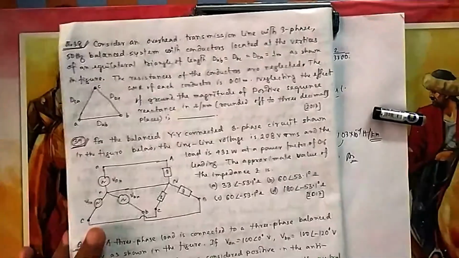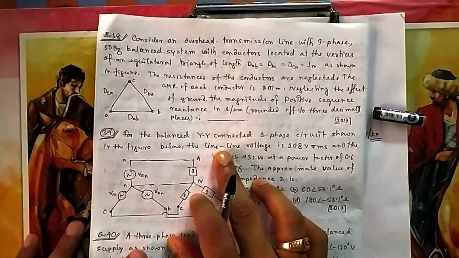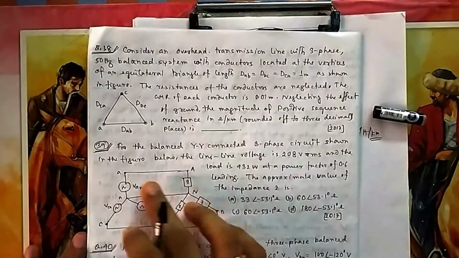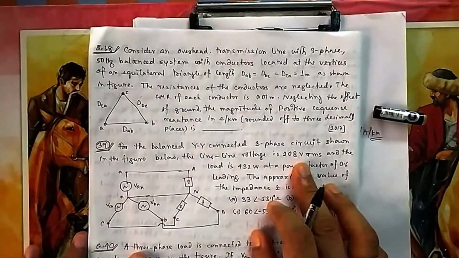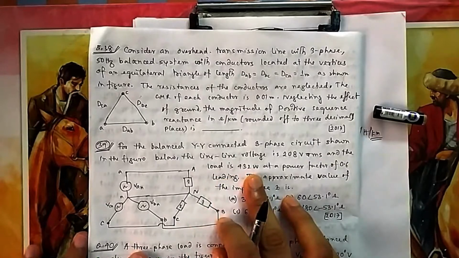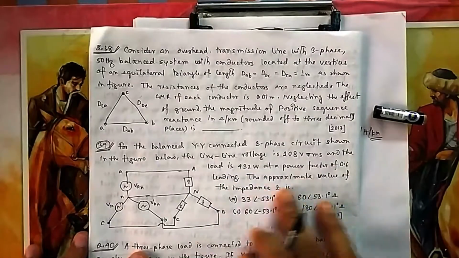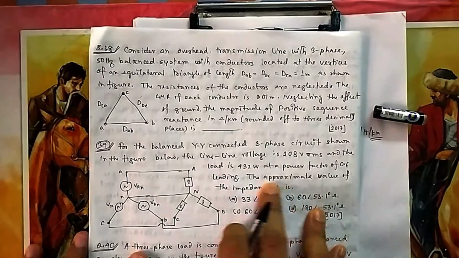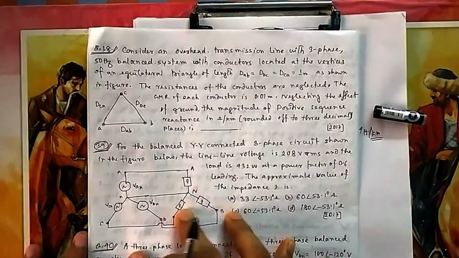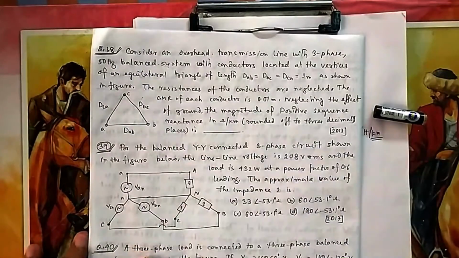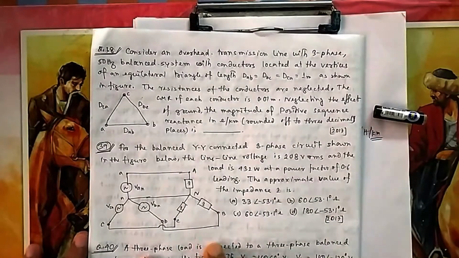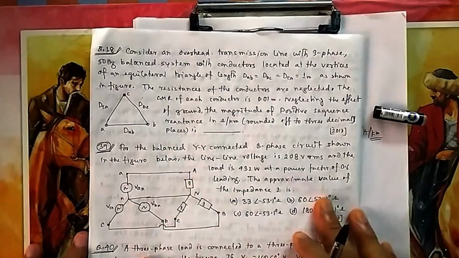Now if you come to 39, for a balanced star-star connected 3-phase circuit shown in the figure below, the line-to-line voltage is given this much. The load is 432 watt at a power factor of this leading, the approximate value of the impedance. So because the load is given, you calculate per phase load and you calculate per phase voltage, per phase current. From that you find the approximate value of Z.